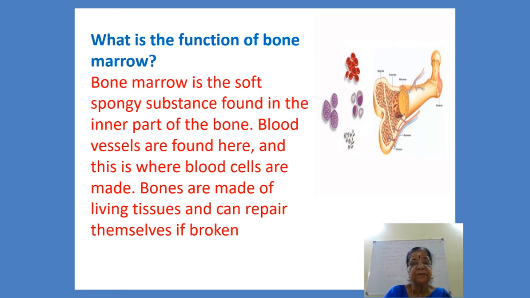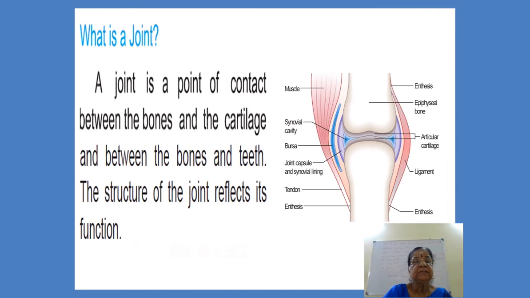If there is a fracture, we need 6 weeks for the growth of the bone. So it can repair itself by itself. So it is made up of living tissue. In the figure, it just shows the internal structure of bone which has a bone marrow, just for reference. Okay. The next one, it is joint. A joint is a point of contact between the bones and the cartilage, and between the bones and teeth.